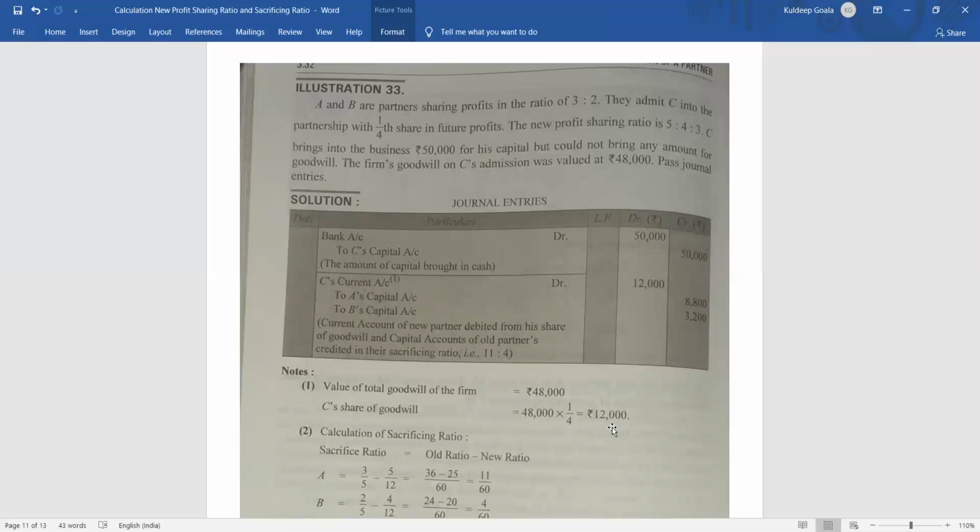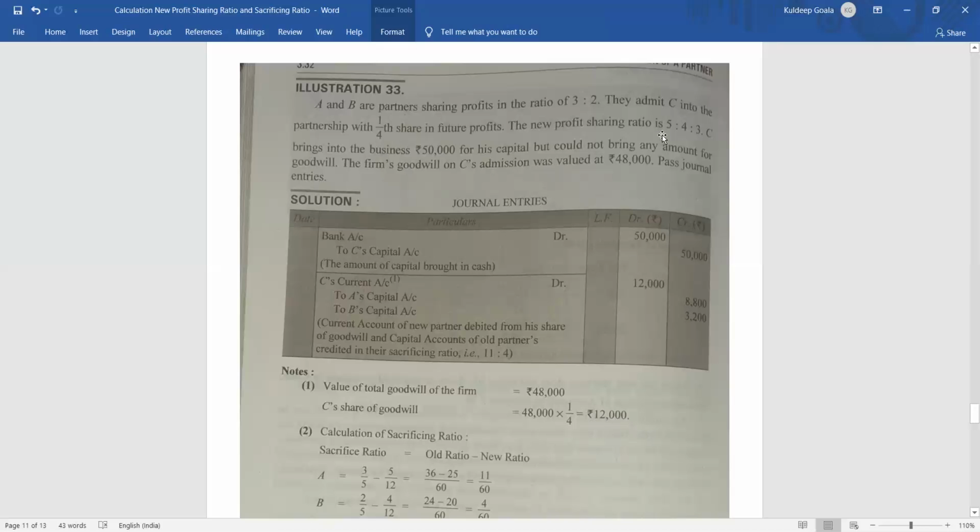How will you take it? Let me repeat this again. Remember, in the case of state boards, they do the same adjustment with the capital account, but in the CBSE pattern we do the adjustment with the current account. Clear? So the firm's goodwill was 48,000, and C's share was 12,000. Now let's find out the sacrificing ratio.